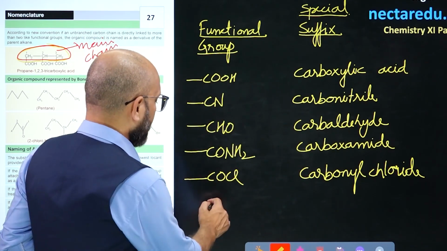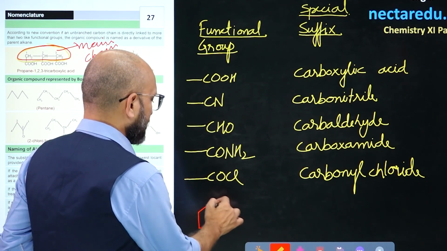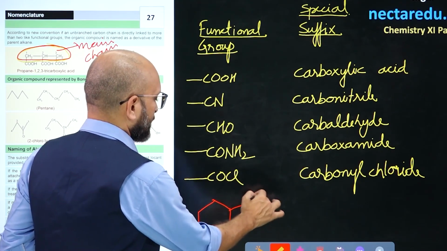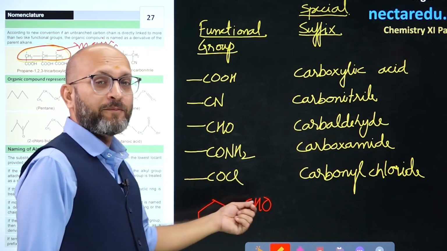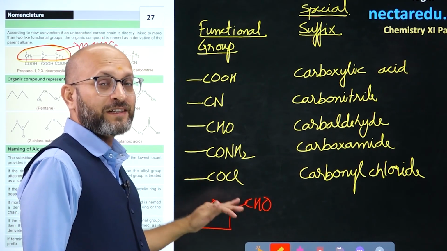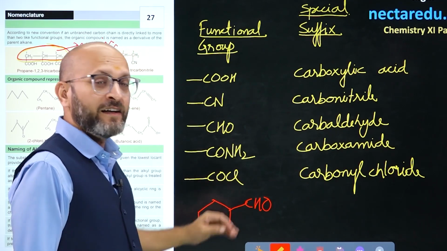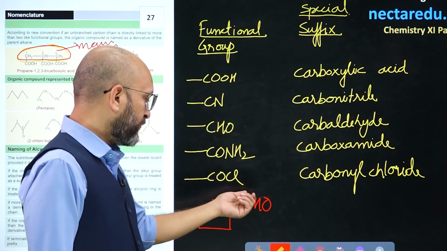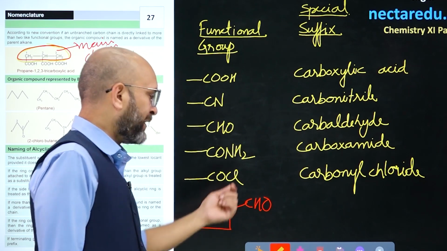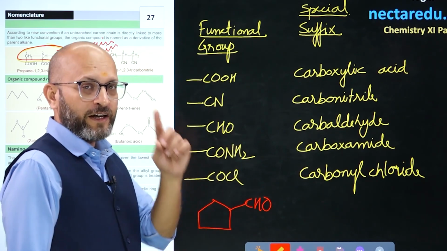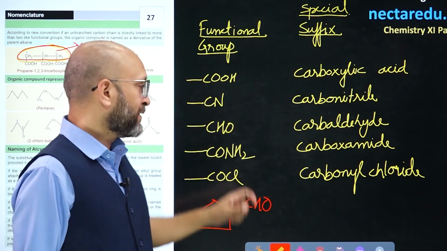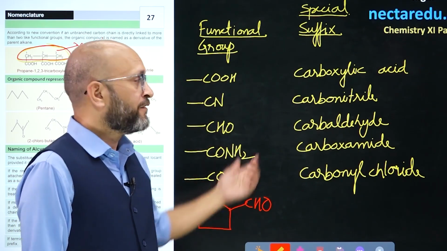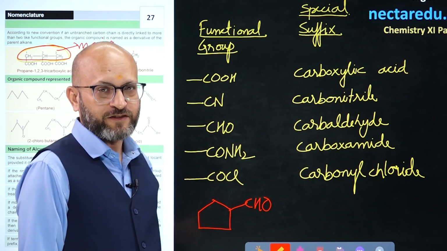For example, if we have something like this, CHO is attached like this. Now the name of this compound will be cyclopentane carbaldehyde. We will not be using al. This is cyclopentane carbaldehyde. Similarly, if we had CN, we will say cyclopentane carbonitrile. So if these functional groups are repeated more than twice, or they are attached directly to the ring, we will be using special suffixes for them.